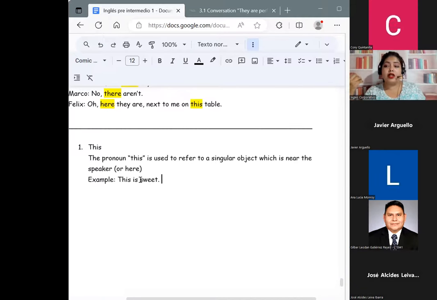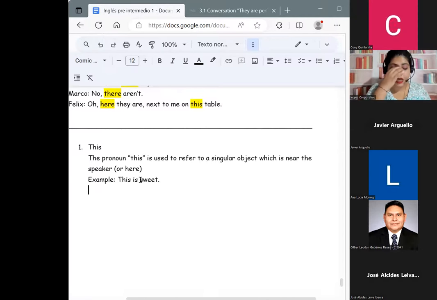Or even you can talk about something that you are drinking and you can say, this is sweet, and you are talking about a juice. But in my case, this is water. So that is not sweet. But you are using this kind of words to refer to something that is near you. So it is in the same place as you. If this apple is in another room, that is not the use of this word. Si esta manzana estuviera en otro lugar, ya no estaría yo utilizando esta palabra. Estaría utilizando otra. Pero en este caso, estamos hablando de cosas que están cerca mío.